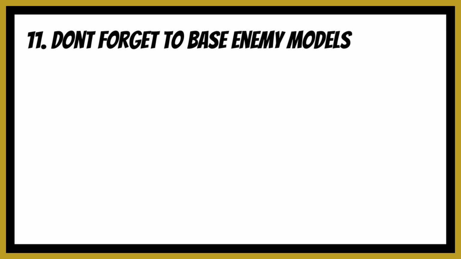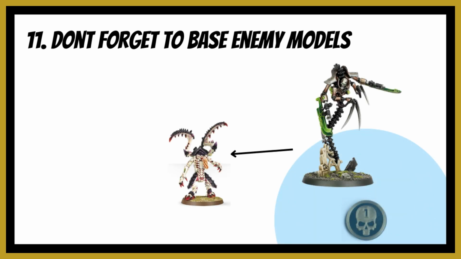Now what does basing mean? Basing is simply going base to base in engagement range. And I'll explain why you need to not forget this. Here's an example of an Ophidian Destroyer currently holding an objective, and then we've got a Lictor from the Tyranids faction only a few inches away.